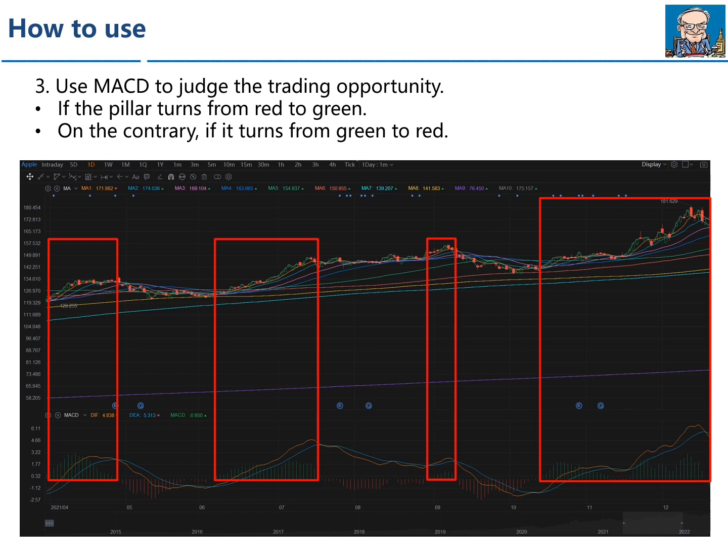Number 3. Use MACD to judge the trading opportunity. MACD are very much like pillars. If the pillar turns from red to green, it means that the trend has become stronger, which is considered by him as a buying point. On the contrary, if it turns from green to red, it means that the trend becomes weaker, which is considered by him as a selling point.